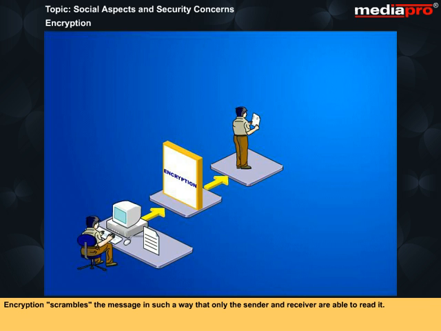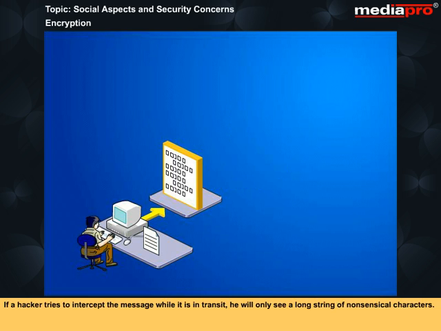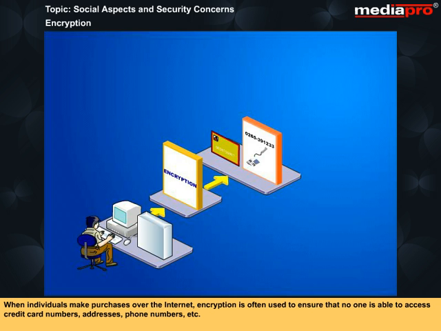Encryption scrambles the message in such a way that only the sender and receiver are able to read it. If a hacker tries to intercept the message while it is in transit, he will only see a long string of nonsensical characters. When individuals make purchases over the internet, encryption is often used to ensure that no one is able to access credit card numbers, addresses, phone numbers, etc.